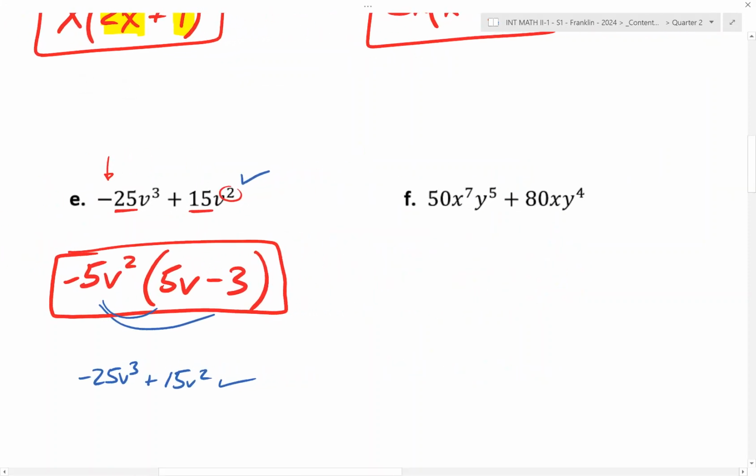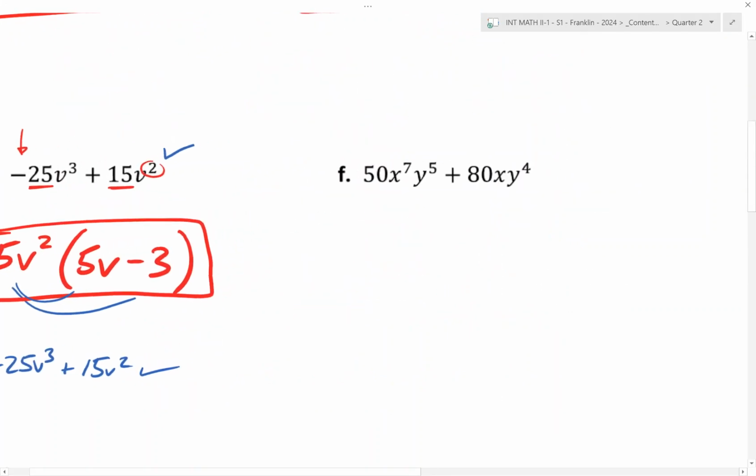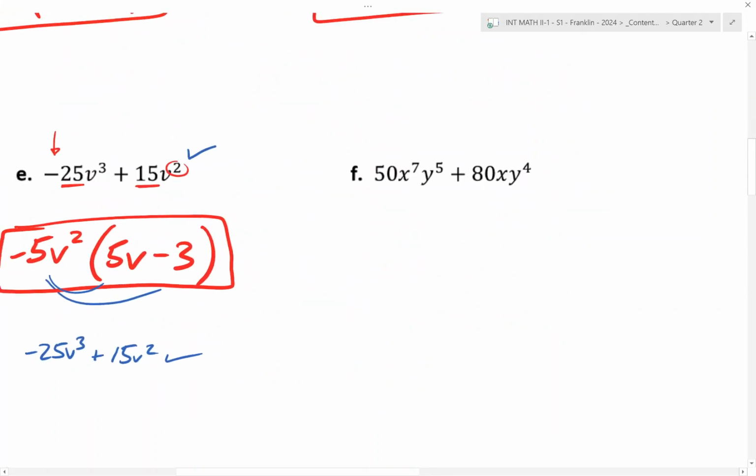Okay, example F. 50x to the 7th y to the 5th plus 80xy to the 4th. So between 50 and 80, I'm pretty sure the GCF there is 10. If I divide 50 by 10, that gives me 5, so that's a prime number. 80 divided by 10 is 8. 5 doesn't go into 8, so there we go. 10 is the GCF here.